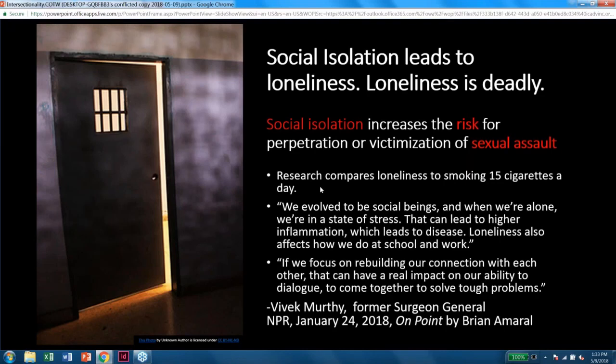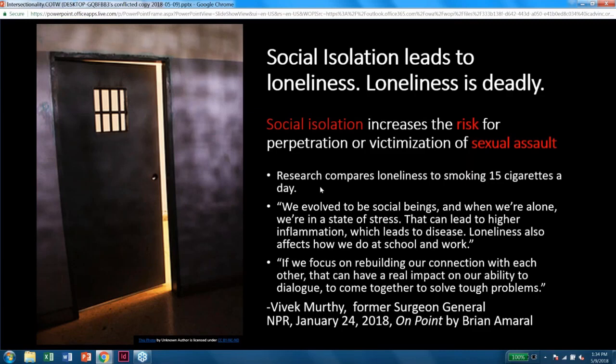In this slide, we have a former Surgeon General saying that loneliness, which can result from social isolation, is so dangerous it can impact your body like smoking cigarettes can. And I really like what Vivek Murthy says. If we focus on rebuilding our connection with each other, we can have a real impact on our ability to dialogue and to come together and solve tough problems.